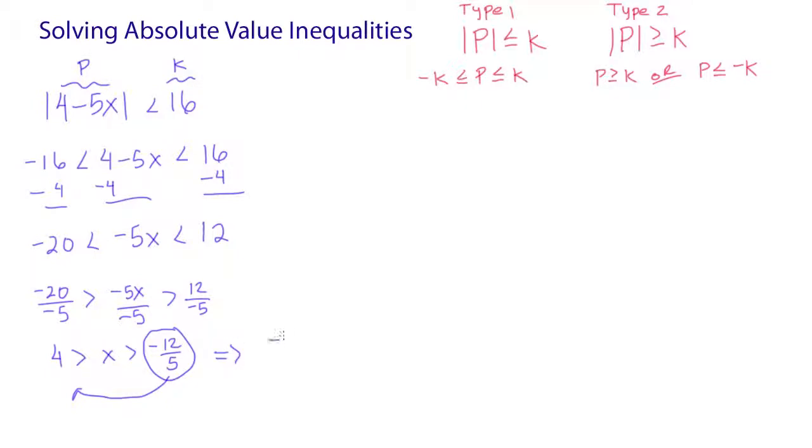So let's rewrite it where negative 12 over 5 is on the left side, and then the inequalities will also have to change. And you can see negative 12 over 5 is less than 4. Nothing wrong with this answer, but traditionally you want to write the negative value on the left. Okay, so that's the second problem. Let's do another problem.